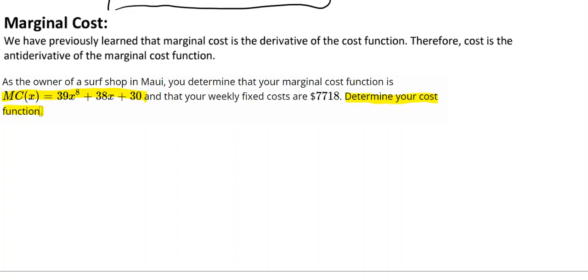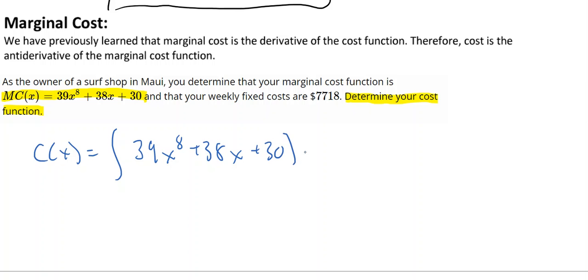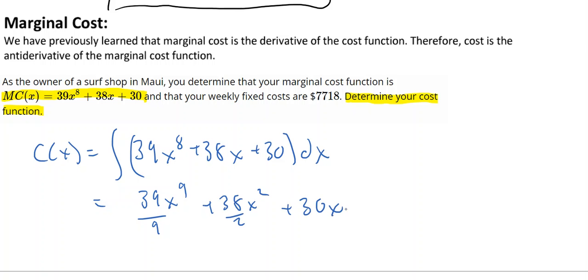So the cost function is going to be the antiderivative of 39x to the 8th plus 38x plus 30. And so let's go ahead and do that. We will have 39x to the 9th divided by 9 plus 38x squared divided by 2 plus 30x plus c.